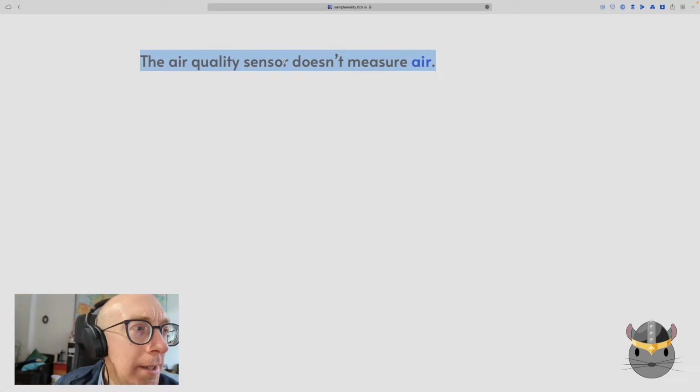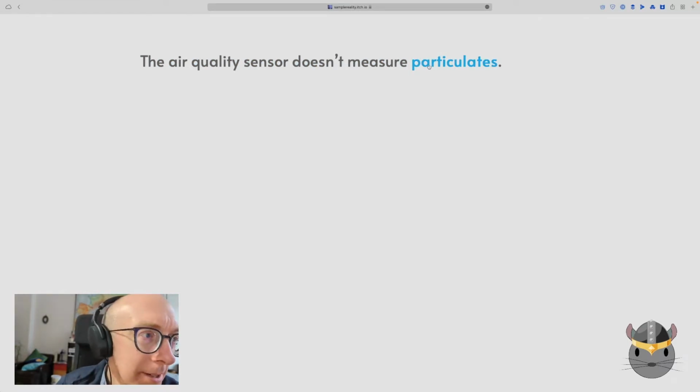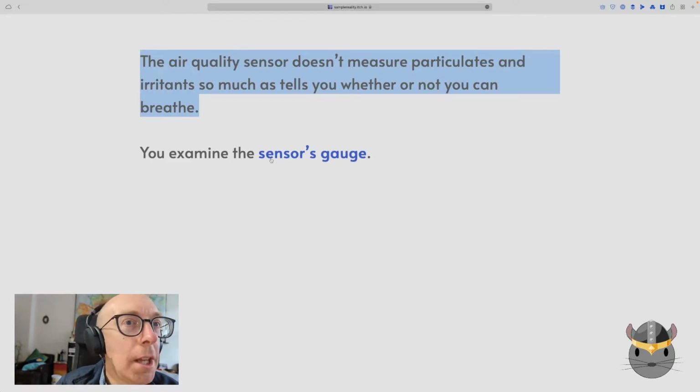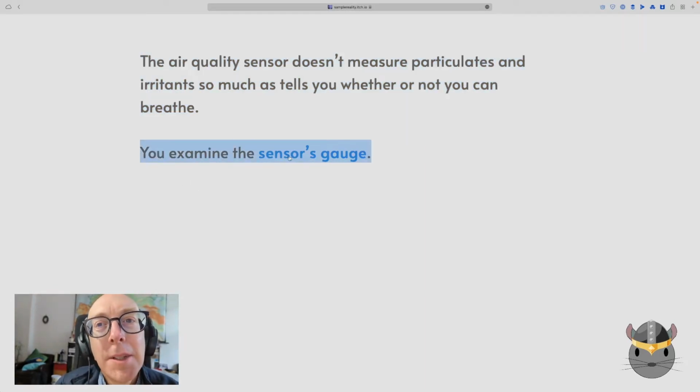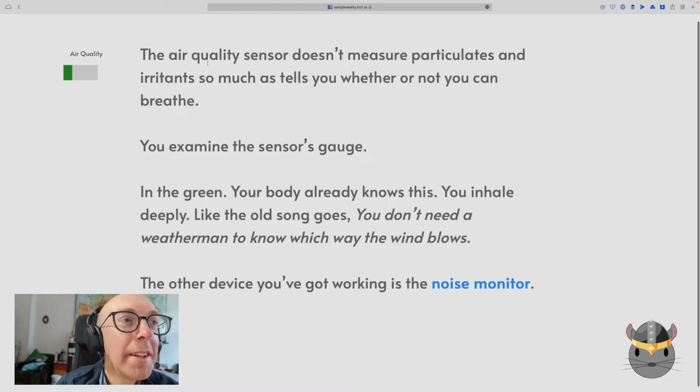The air quality sensor doesn't measure air. Okay. Doesn't measure particulates and irritants. This is starting to sound concerning. So much as tells you whether or not you can breathe. Okay. You examine the senses gauge. Ah, we have an indicator of air quality.